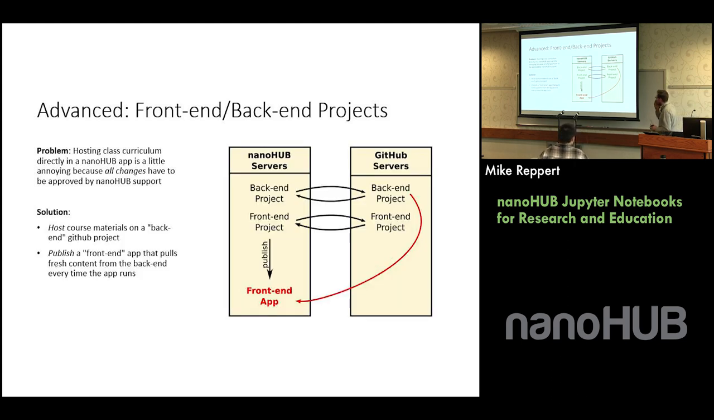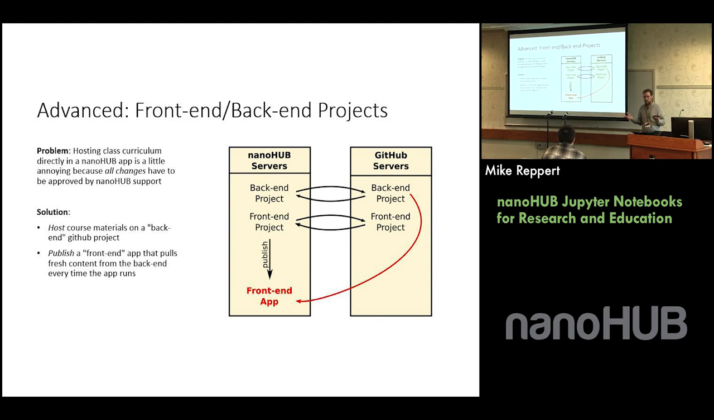I won't talk about this much. I'll just say there's some complication. If you're writing a web page for a class and you want to update your materials often, there's a little bit of complication there, because anytime you make a change to your tool, you have to republish it. Okay, and that has to be approved by the NanoHUB administrators, who are usually pretty fast, by the way, within 24 hours, almost always.